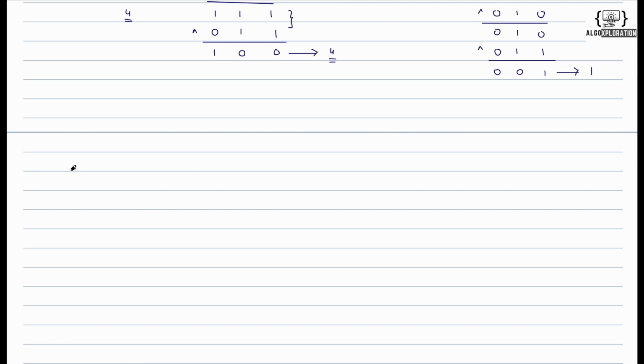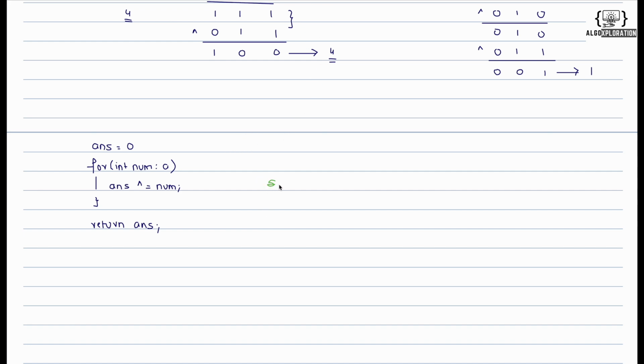We will have the elements present in an array, so we will simply run one for loop. Here I will be using an enhanced for loop, int num colon a. Initially the variable answer will be 0. Now answer XOR equals num. That's it. At last, simply return answer, and we are done.